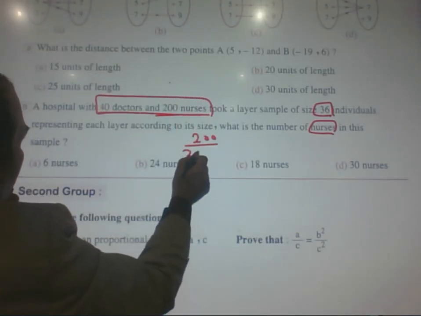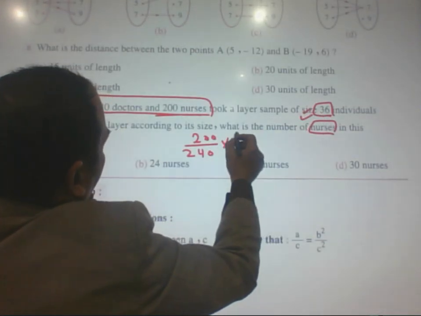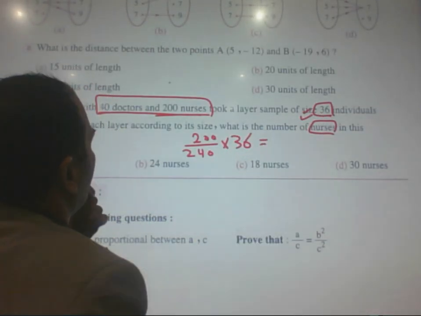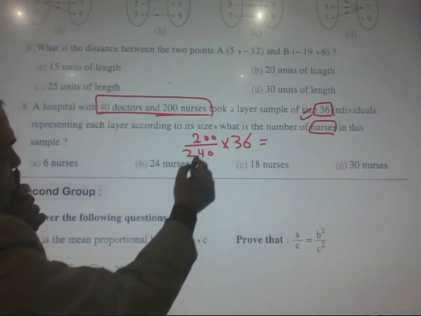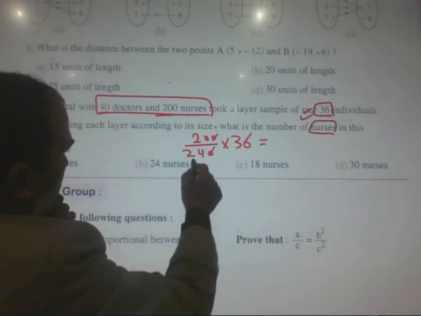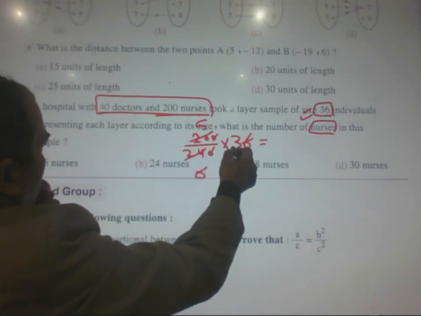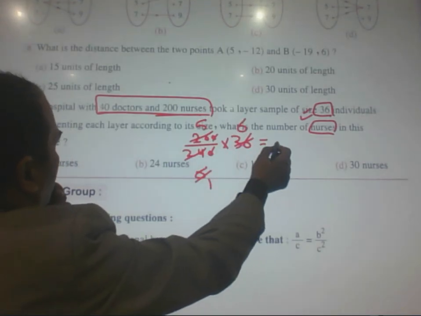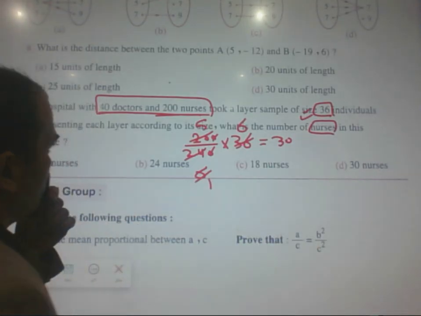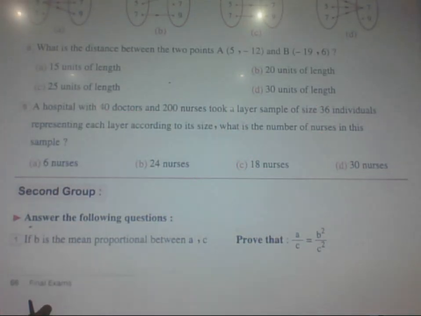The total number will be 240. Multiply by the sample size, which will be 36. And the result will be what? We can simplify by dividing by 10. And then 24 divided by 4 equals 6. 20 divided by 4 is 5. 36 divided by 6 is 6. 5 times 6 is 30. The number of nurses will be 30 nurses. Choose letter D. Next question.